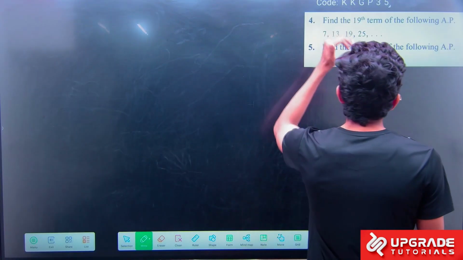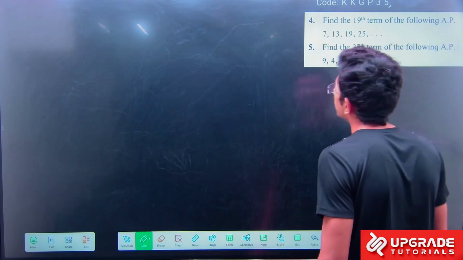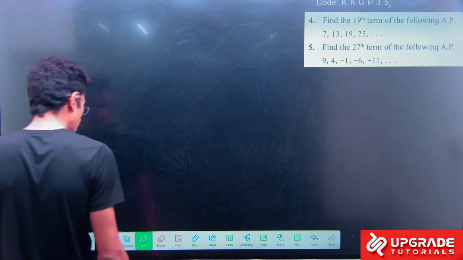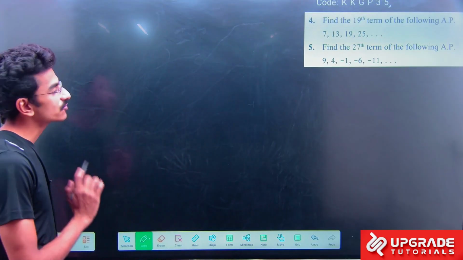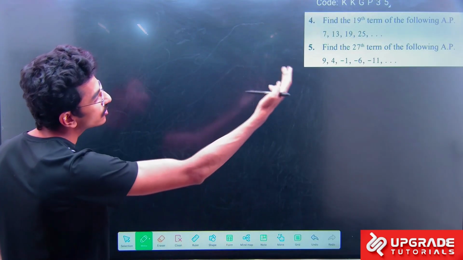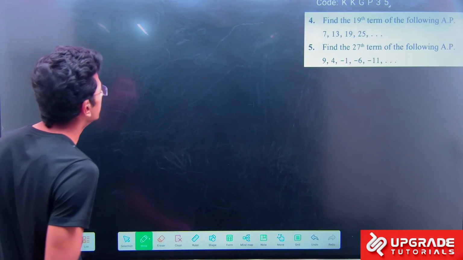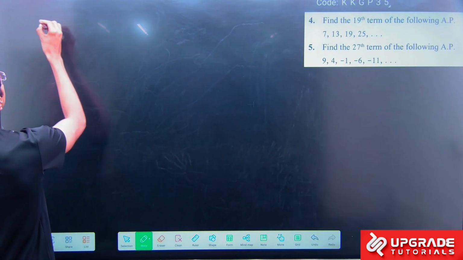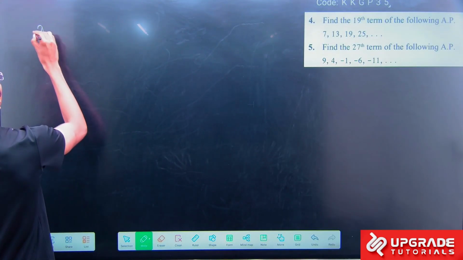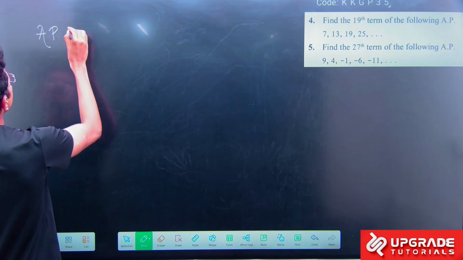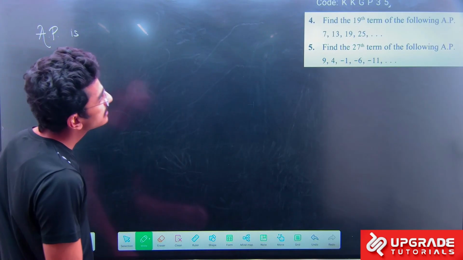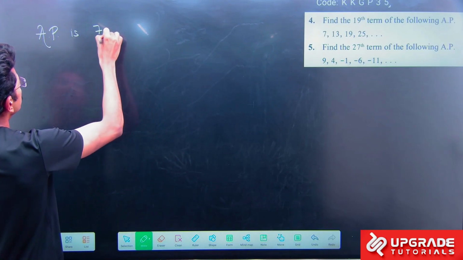Find the 19th term of an AP, and find the 27th term of an AP. Both questions are very similar to the previous questions. Yes. Here also the sequence is given in AP. Therefore, what is the sequence? The AP is 7, 13, 19, 25.